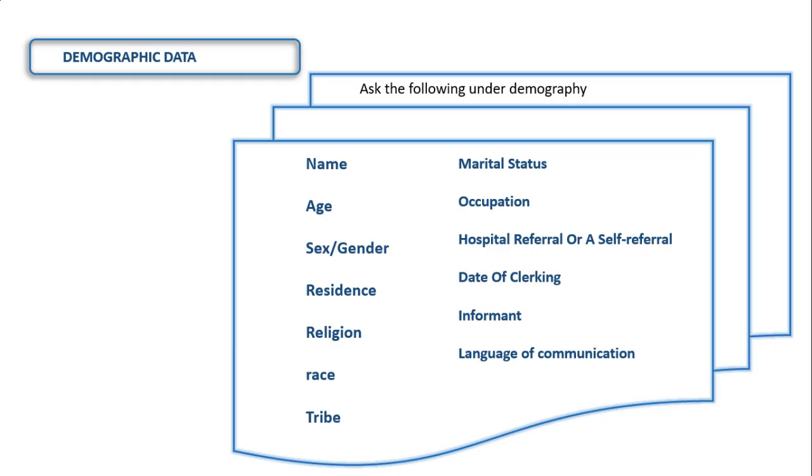There are some people that have certain occupations that expose them to certain chemicals or environment. So they tend to have certain conditions because of their work. Then also whether this patient has been referred or just came straight to the hospital. There are some instances where the patient came from a clinic, then they come to the hospital. So you're not the first person seeing the patient. Then of course the date of clerking, the informant, if at all there's a patient and a bedside attendant who are giving you this information, you indicate it, and the language of communication that was used.